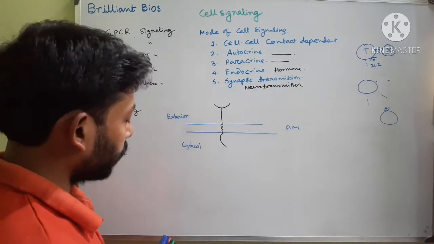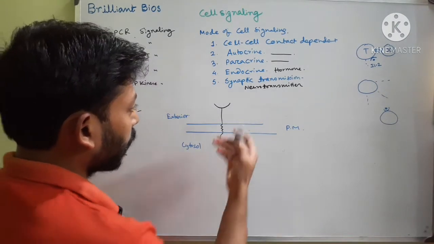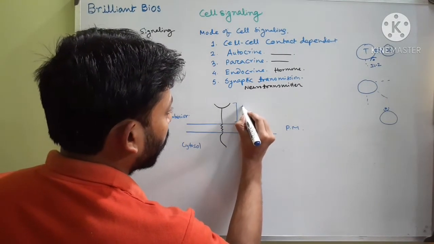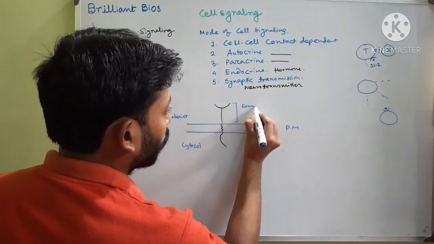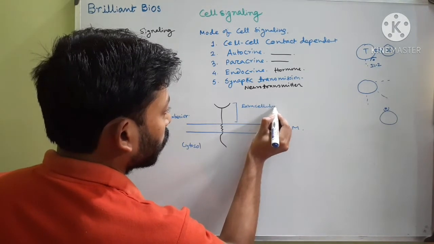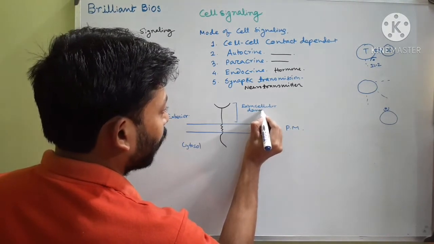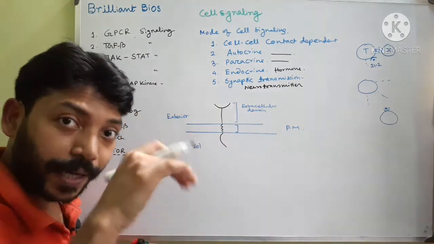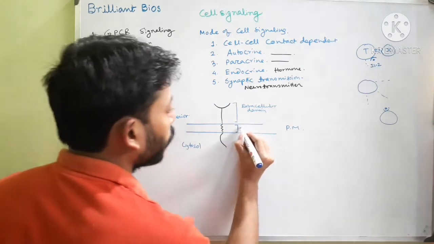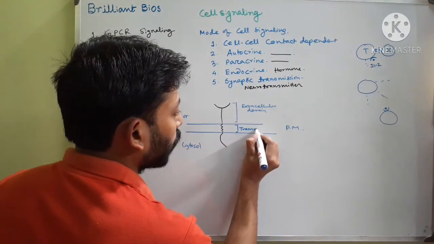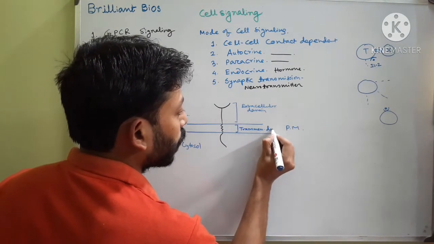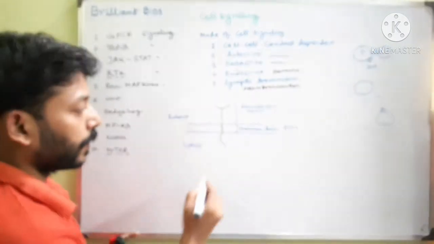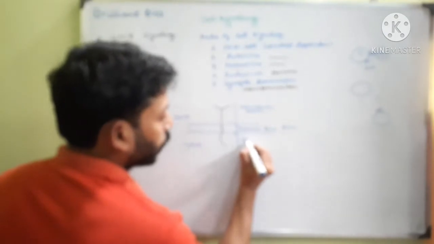We call the outside of this protein the extracellular domain. Extracellular domain, that means that is the outside of the cell. Then the segment that passes through the membrane we call the transmembrane domain. Each and every receptor has this property. And another is called the cytosolic domain.